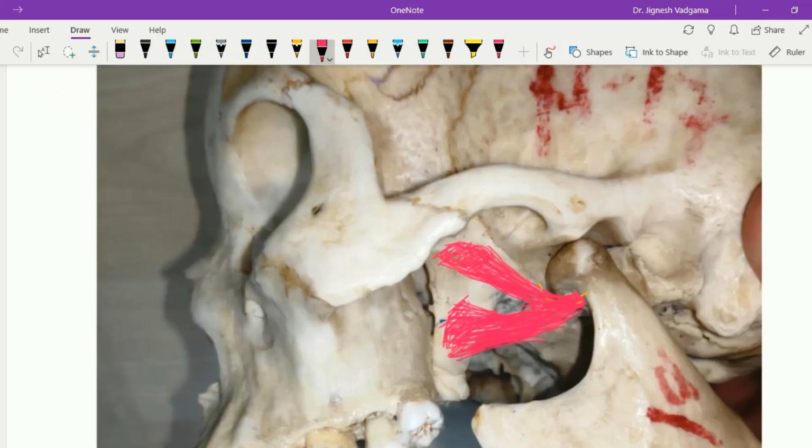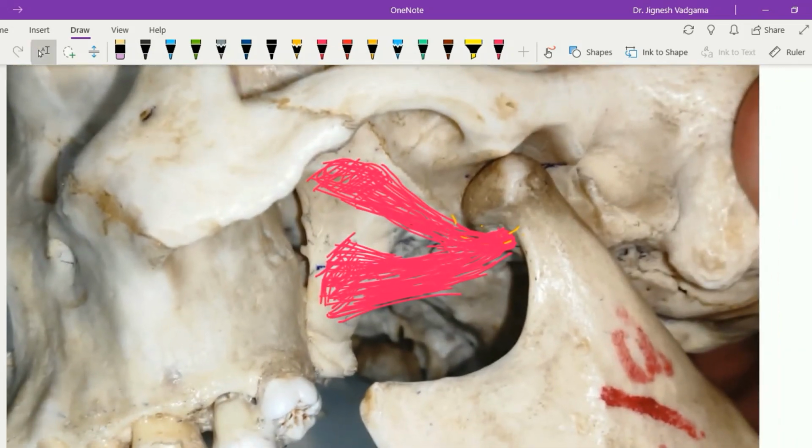Now let's see some important relations of this lateral pterygoid muscle. The structures which lie superficial to this muscle include the ramus of the mandible along with the masseter muscle and the tendon of the temporalis muscle. The structures present deep to this muscle include the mandibular nerve along with its branches, the chorda tympani nerve, the stylomandibular ligament, as well as the deep part of the medial pterygoid muscle.